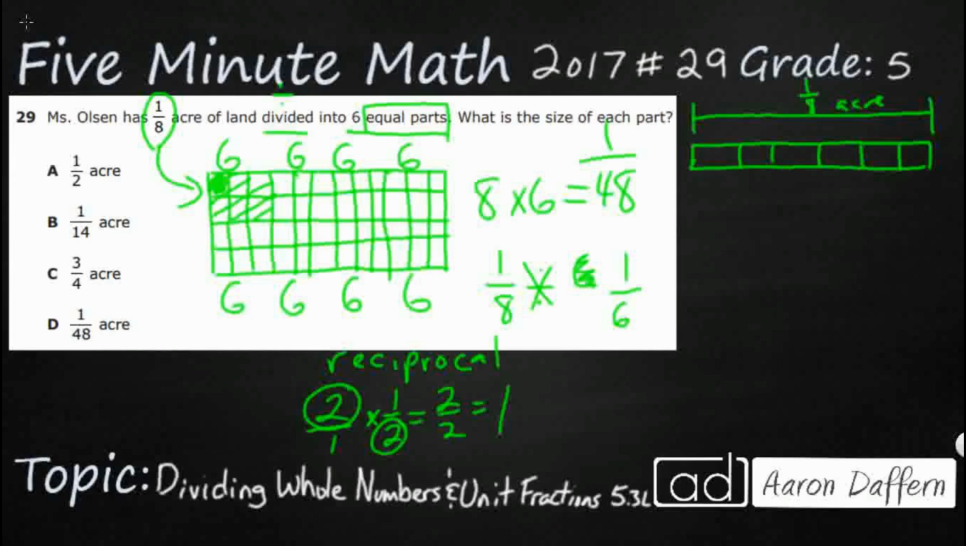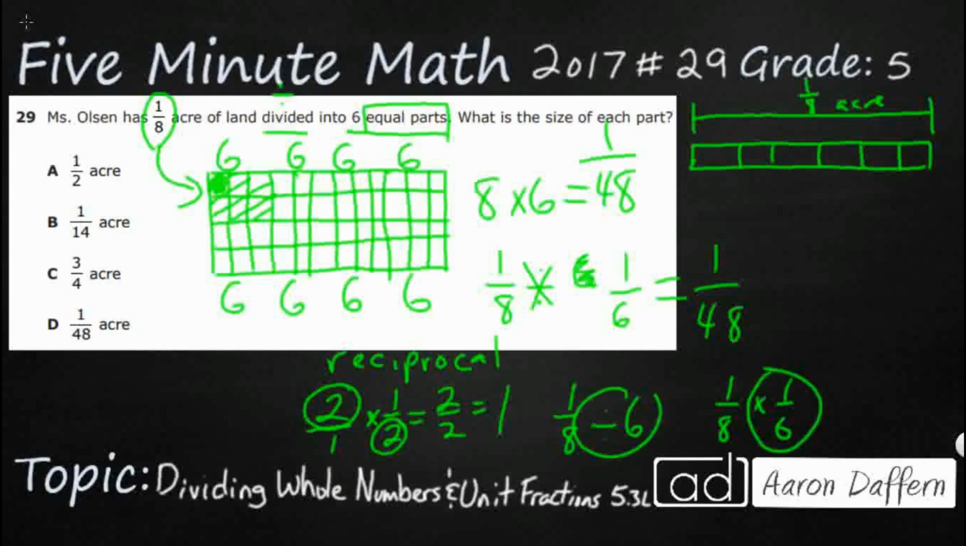And look what we get. 1 times 1. When we multiply fractions, we can go straight across. That's easy. 1 times 1 makes 1. 8 times 6 is 48. So once again, I take my 1/8 divided by 6. I just turn that into 1/8 times 1/6, because this is the same as this. My answer is D.